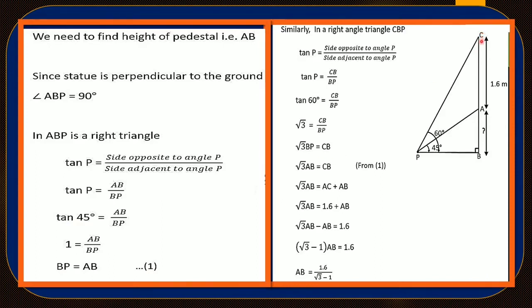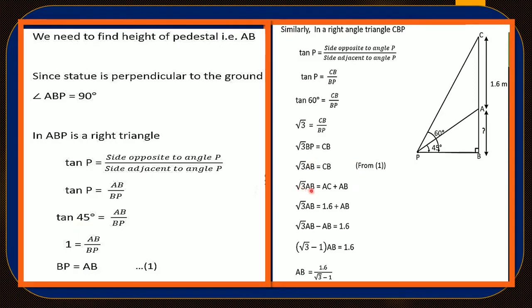Similarly, we will consider triangle CBP, in which theta is 60 degrees. In the same way we will consider tan theta, which is equal to opposite side divided by adjacent side. So here tan 60 degrees is equal to CB upon BP. Just substitute the values: tan 60 degrees is equal to under root 3. Take this BP into multiplication, and you know that BP is equal to AB from equation number 1. So just replace BP by AB. So what will we get?